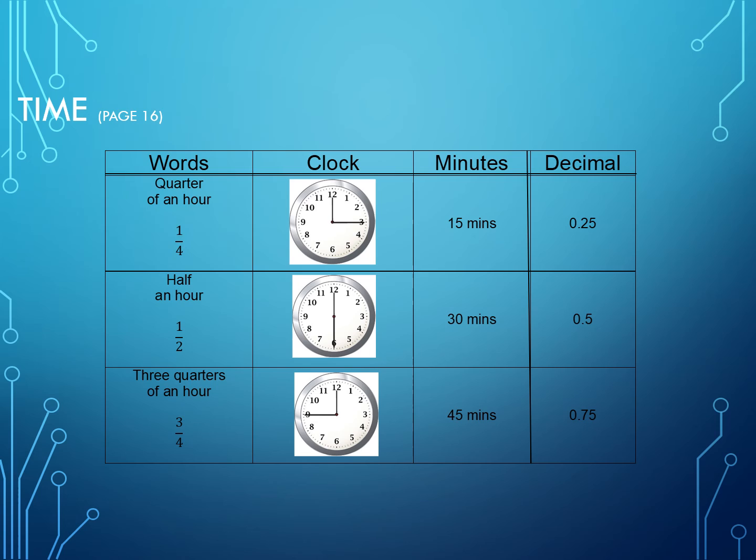And finally, 3/4 of an hour. 3/4 of an hour is basically when 45 minutes have passed. And in a decimal fashion, it is 0.75 of an hour.